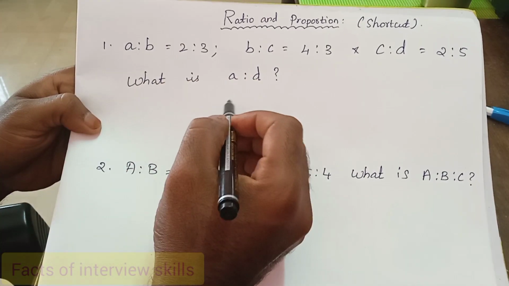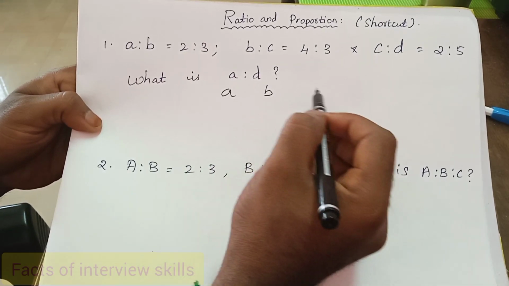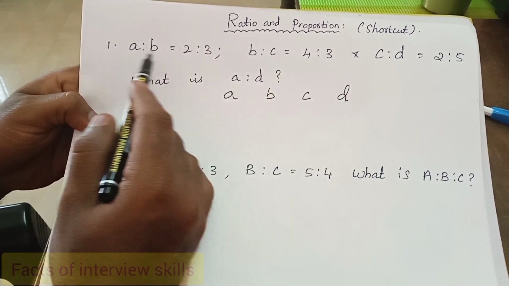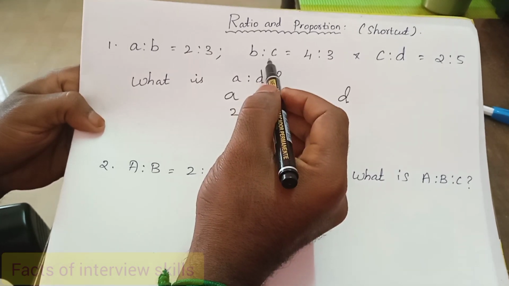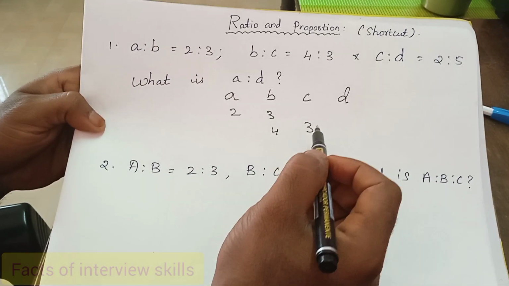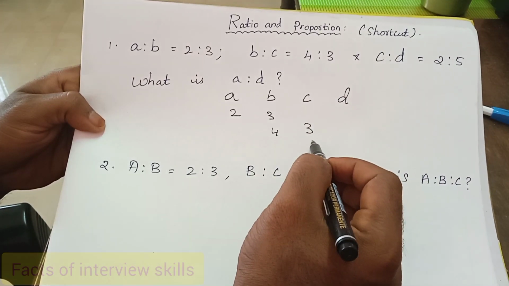You just write it down like A, B, C, D. Okay, what is A is to B? 2 is to 3. Write it down. What is B is to C? 4 is to 3. Write it down. What is C is to D? 2 is to 5. Write it down.